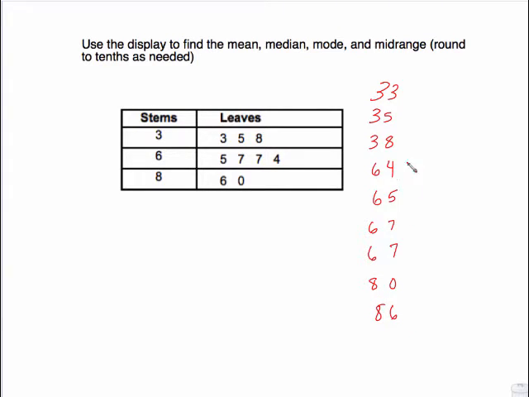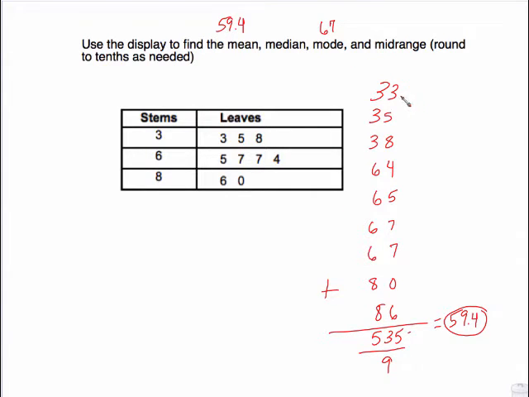Now we'll find the mean. The mean is just a matter of adding all of this up and dividing by the number of numbers. This is 535. There are 9 data points. Divide by 9, and that gives us a mean of 59.4. That's our mean. Our mode is clear. The only thing that appears twice is 67, so the mode is 67.